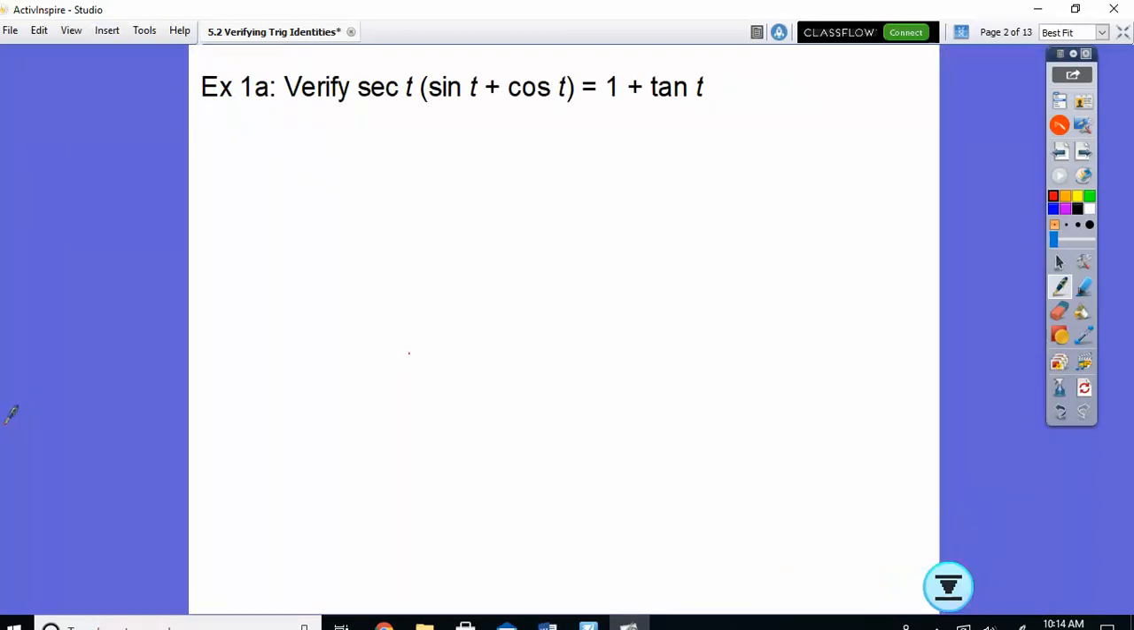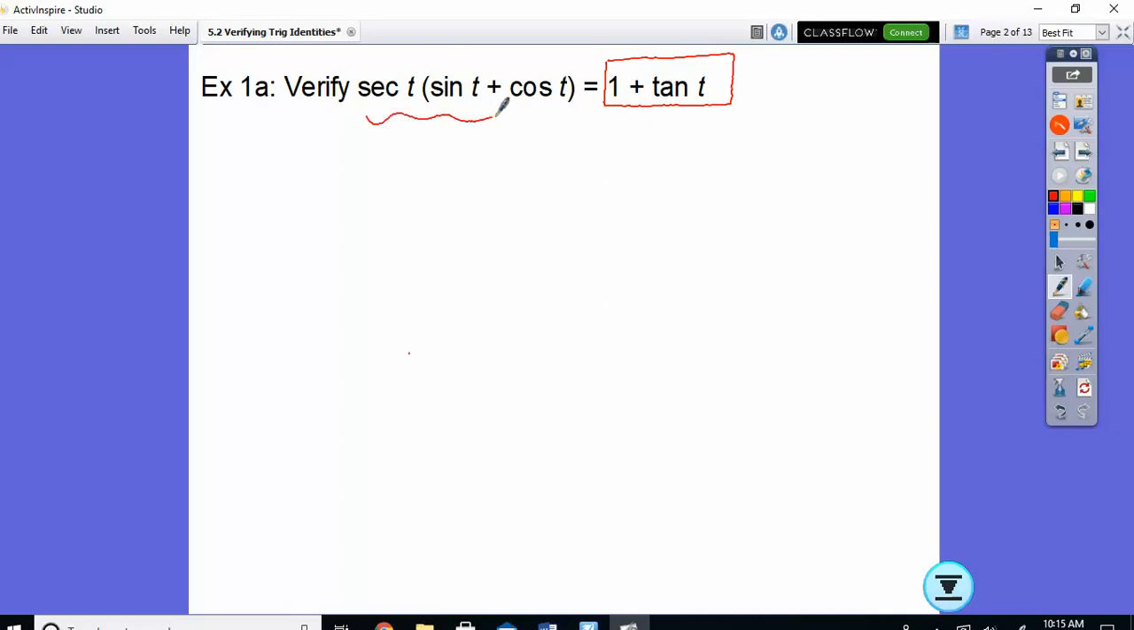So for example, I want to verify or prove secant of t times sine t plus cosine t equals 1 plus tangent t. Our strategy: we don't want to just treat this like a regular equation. What we will do is box in one side, and that is our goal, what we're working towards. I usually take the easier looking side. So which of these looks nicer? 1 plus tangent t. So I'm going to put a box around it, and I'm not going to touch that.